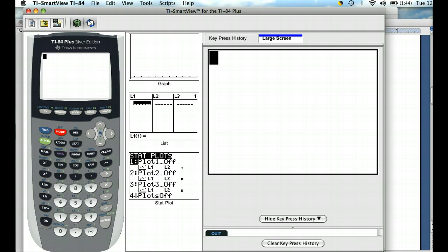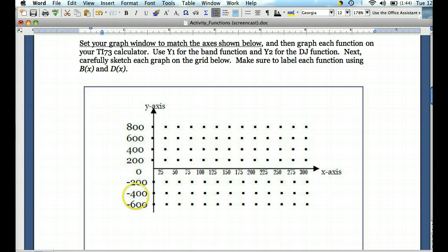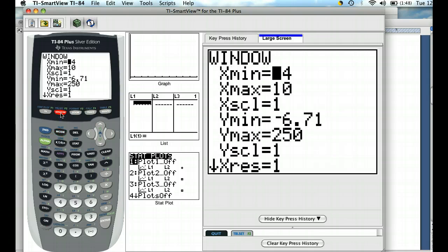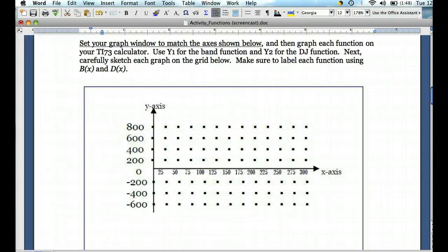And then, because my directions here tell me I'm going to eventually graph these two things, in order to graph them for it to look like my sheet, I need to set the window, the graphing window, and so that's what I want to show you in this screencast. So if you notice, we have a button called window right up here in these 5 buttons across the top. And this is where you'll go to manually set the window. So we need to know our x min, max, and the scale.